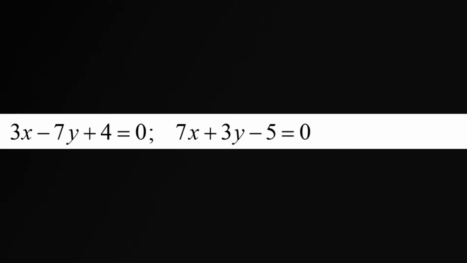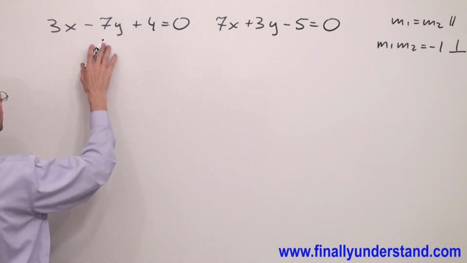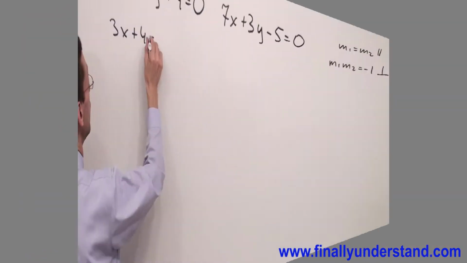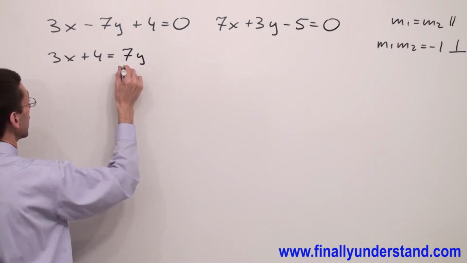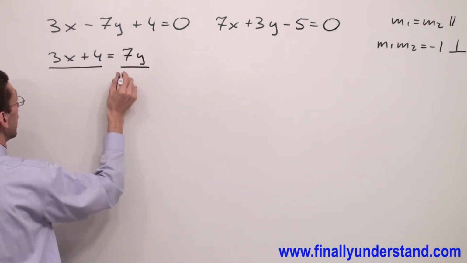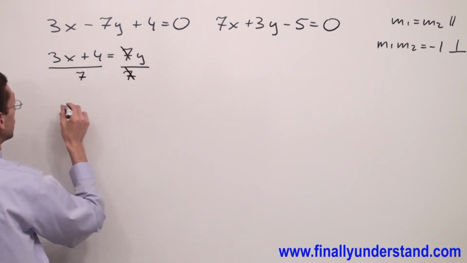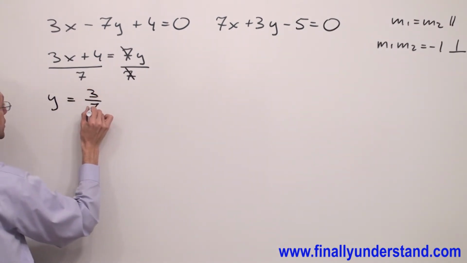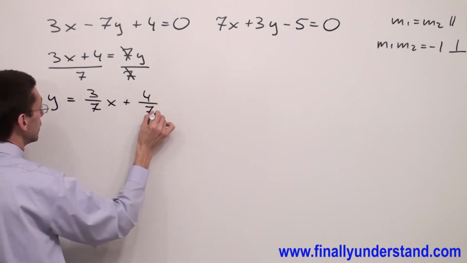Let's take a look at these two lines. Again, we're supposed to solve each equation for y. So I'm going to have 3x plus 4 is equal to 7y. In order to find y, I have to divide both sides of the equation by 7. 7 and 7 will cancel out, and I have y equals 3 over 7x plus 4 over 7.